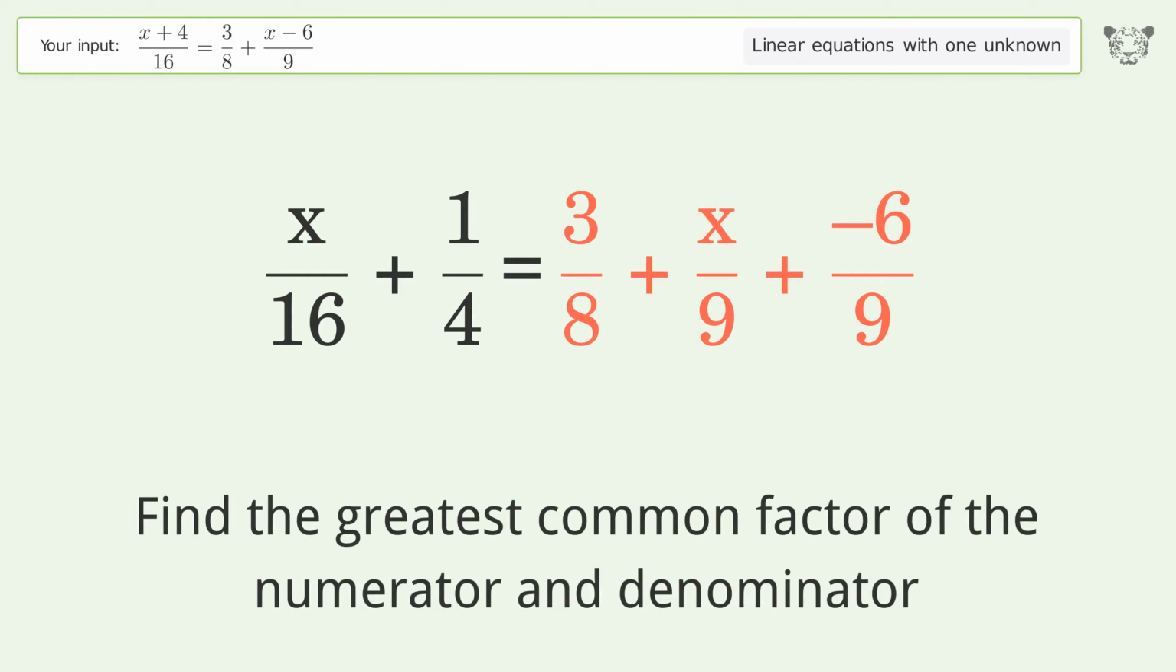You ask Tiger to solve this. It deals with linear equations with one unknown. The final result is x equals 78/7. Let's solve it step by step.